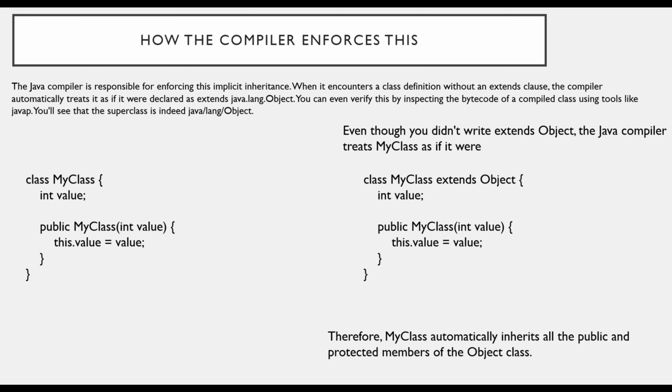If you see on the left side, I've written a simple class. You'll notice I've not written any extends on it, right? But if you take the same class on the right side, I've written extends Object here. This is not something I've written explicitly; this is implicitly taken care of by the compiler. Even though you did not write the extends on the left side, the Java compiler will treat this class as the same thing on the right side.